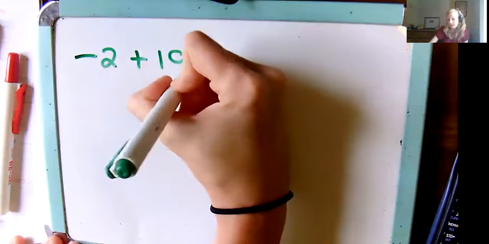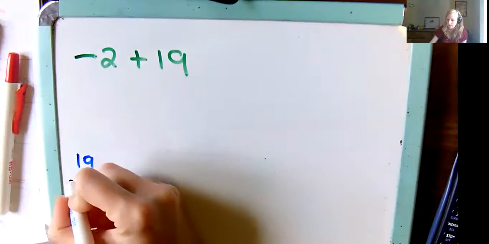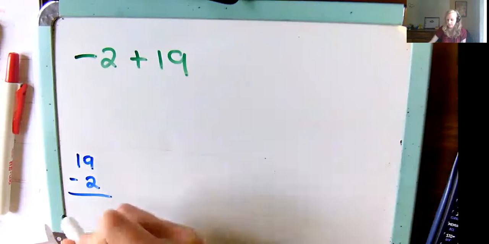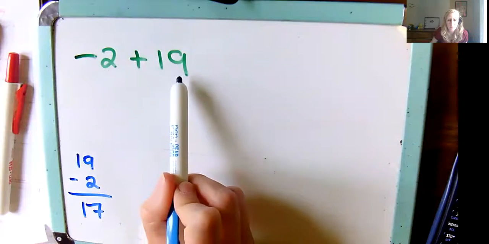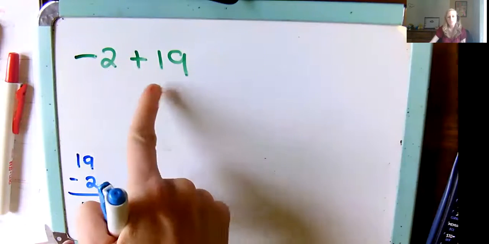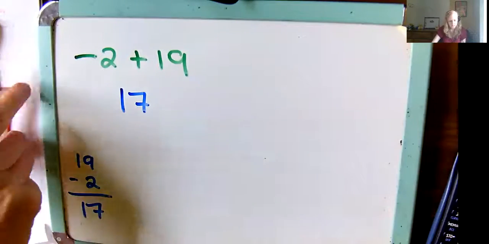So let's do this one. -2 plus 19. Now we could draw 2 blue circles and 19 red circles and cross out our 0 pairs, or we could use our new rule. Adding different signs, subtract. Take your bigger number, subtract your smaller number. That leaves you with 17. Now, would you rather have 2 cute puppies or 19 cute puppies? I'd rather have 19 cute puppies. We're going to take the sign of the bigger one. Positive 17 is the answer to this problem.